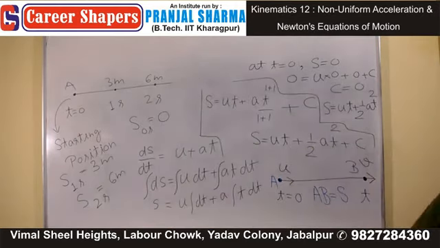Look over here. Third equation, first method. Write down like this. We have obtained V equals U plus AT. Well, everybody knows we are interested in this equation, V square equals U square plus 2AS.